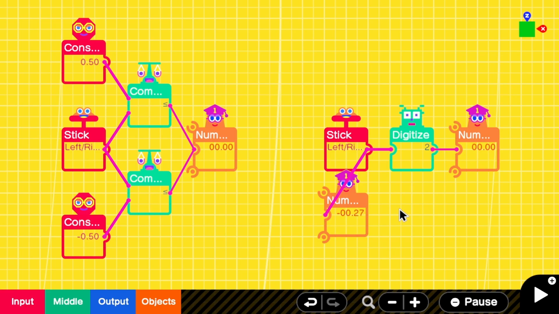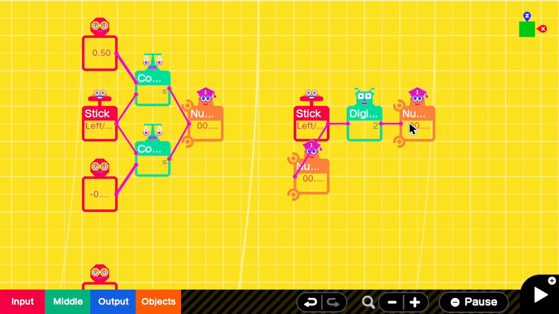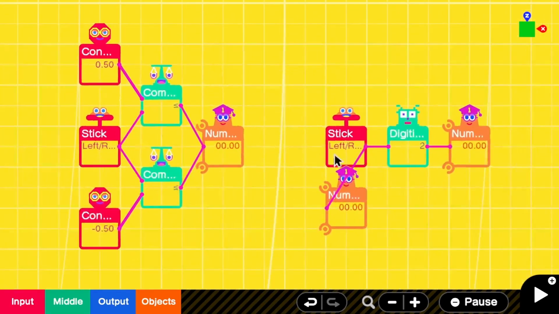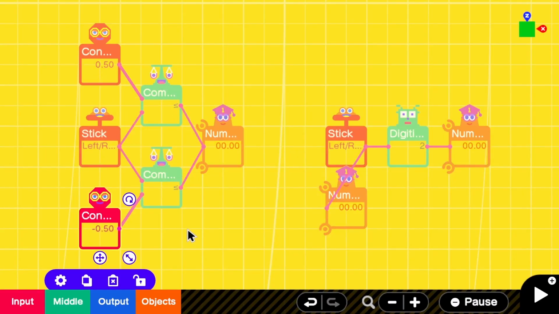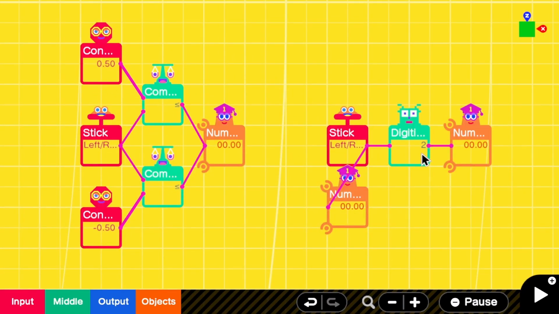And only when it's greater than 0.5, or less than negative 0.5, will the value here be non-zero, and it will be able to activate different types of logic nodons, like textures, for example. Instead of using these constants and comparisons to check for this value, we can just use one digitize nodon to do all of that.